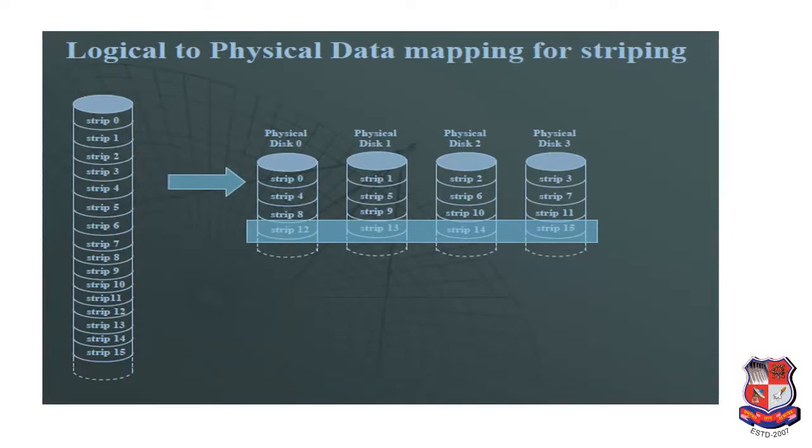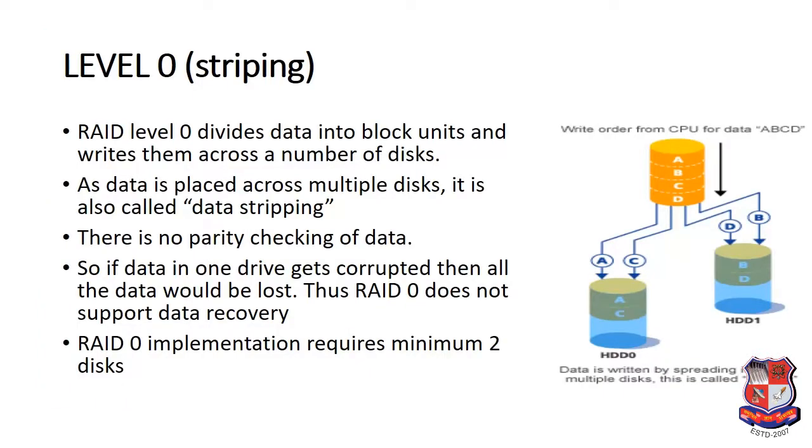Here there is a figure where you can see actual striping. On the left hand side, you can see strip 0, strip 1 up to strip 15, and here physical disk 0, physical disk 1, physical disk 2 and physical disk 3. And here in disk 0 we have strips 0, 4, 8, 12. Now RAID level 0 is known as striping. So first of all, see the figure here. There are A, B, C, D parts, and we are dividing our parts like A and C are here and B and D are here, and here we have two hard disks, STD0 and STD1.